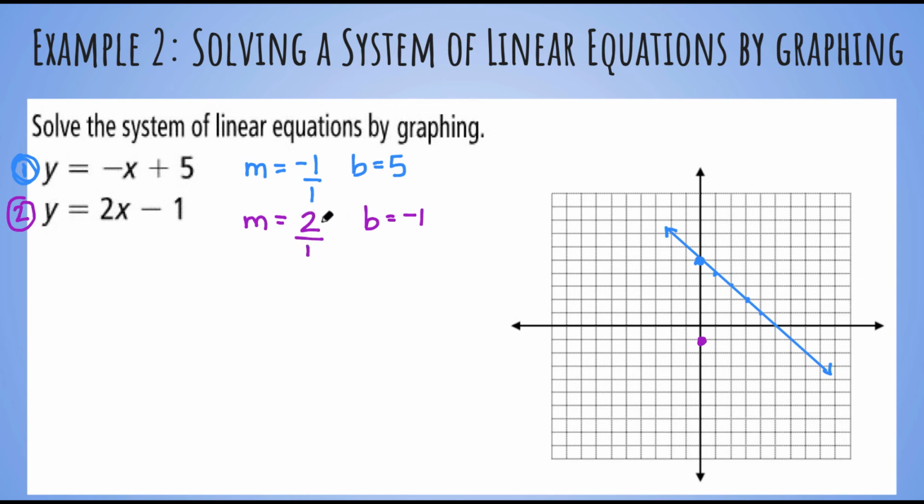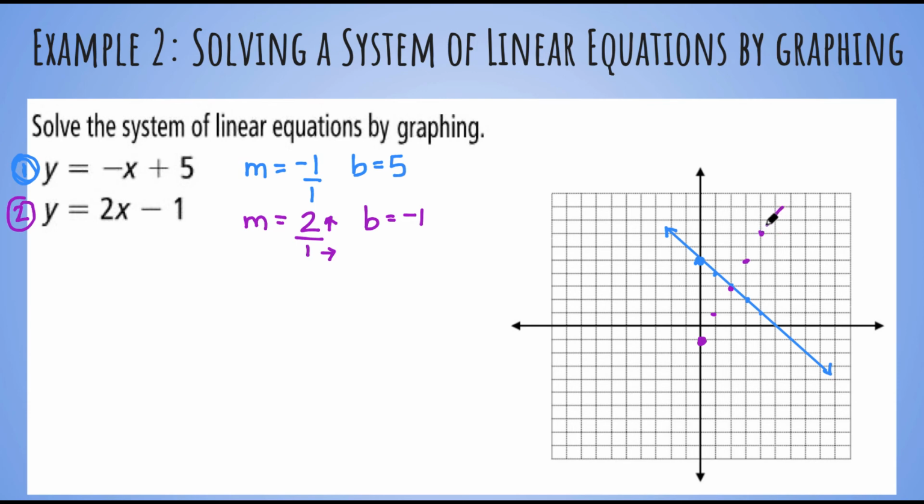Our rise, so we're going up 2 units and then we're going right 1 unit. Up 2, to the right 1. Up 2, to the right 1. Up 2, to the right 1. And then one more. There we go.